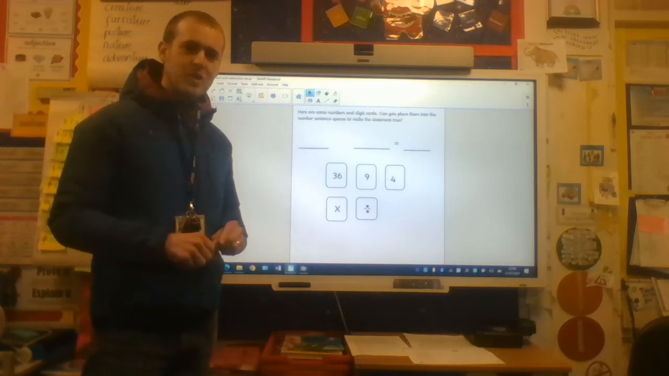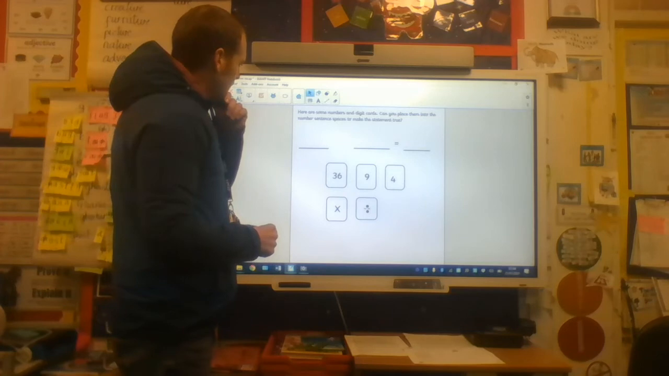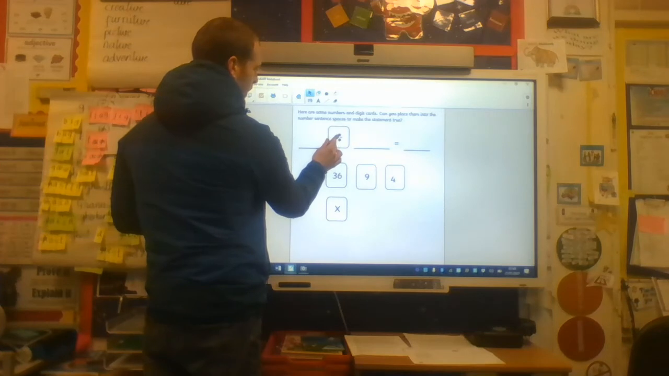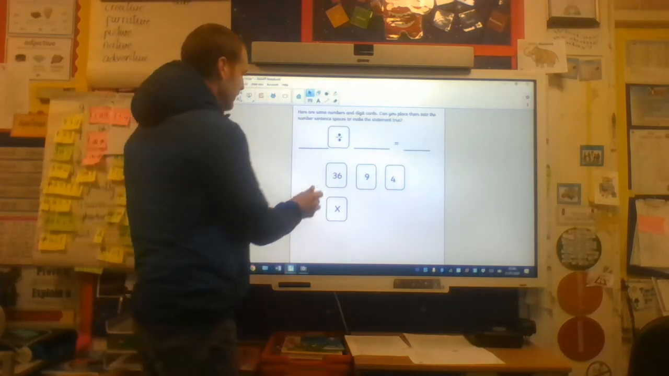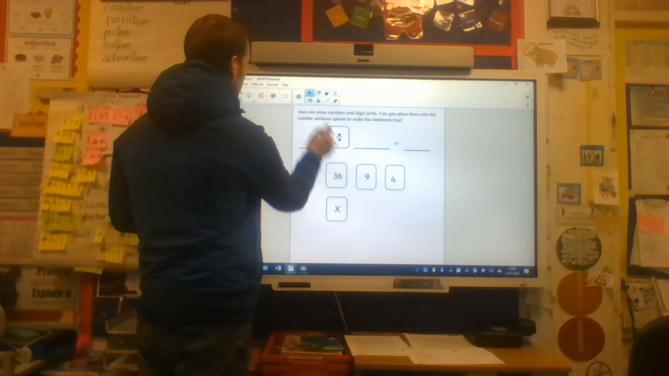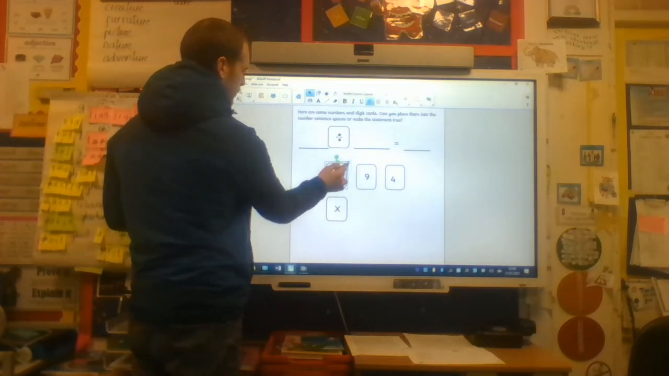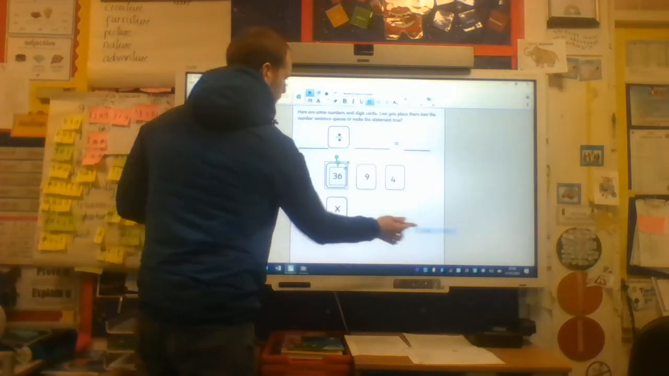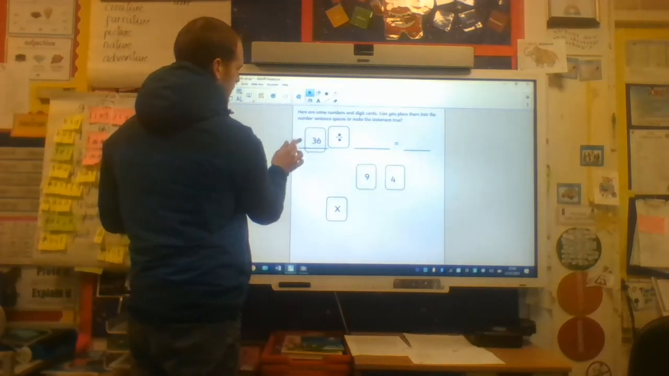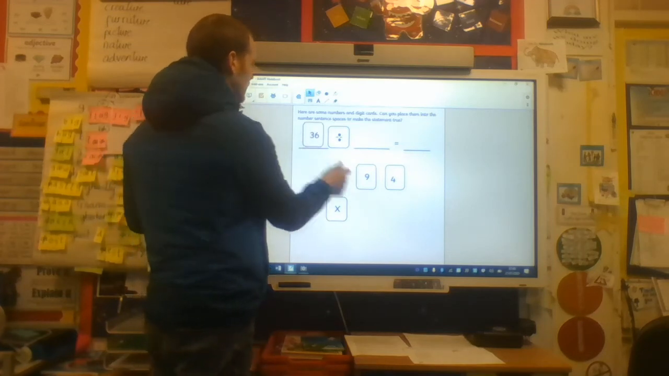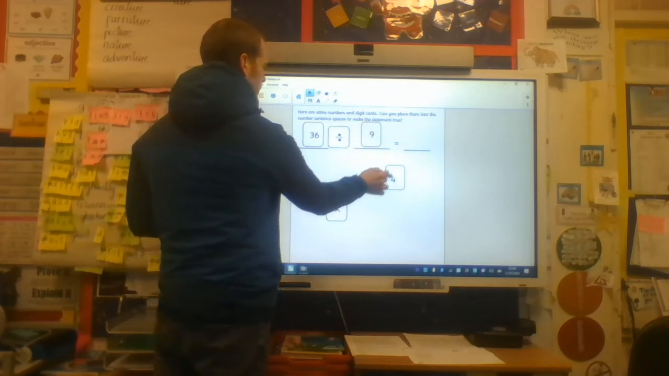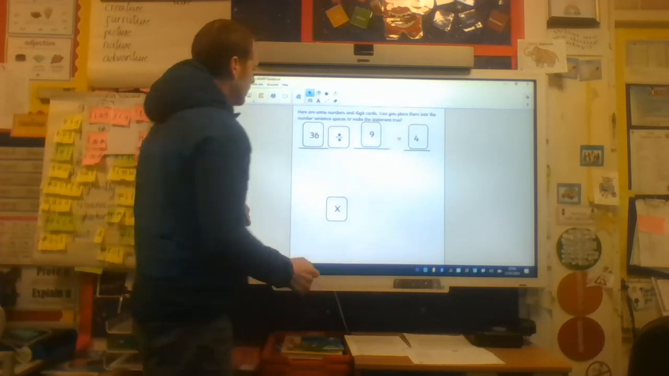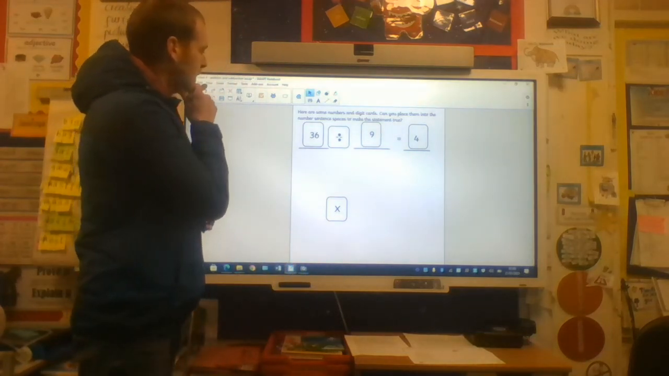Great stuff. How did you get on? Let's see. I'm going to have a go at a division. Now whenever we divide, we always start with a bigger number. So 36. Here we go, 36 divided by 9 equals 4. Yes, absolutely right.